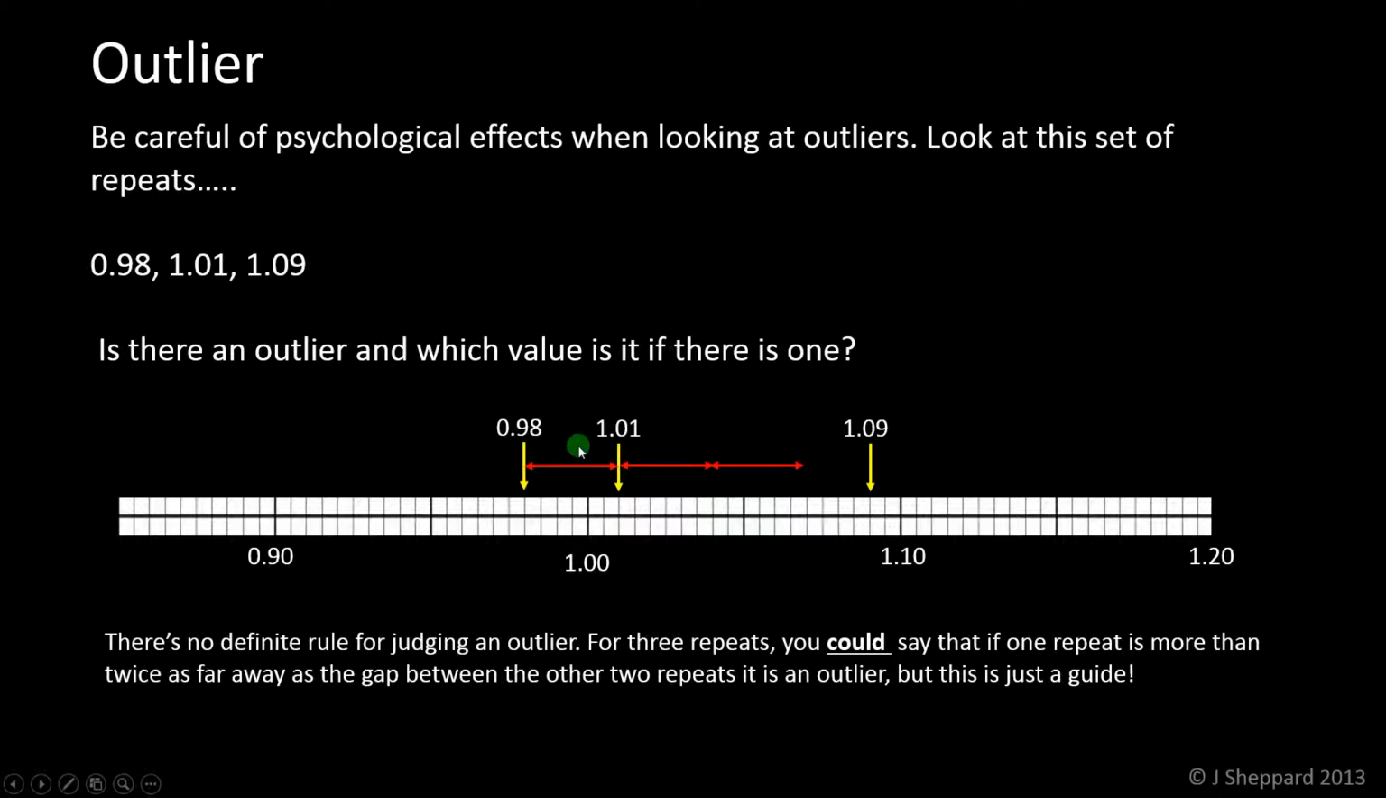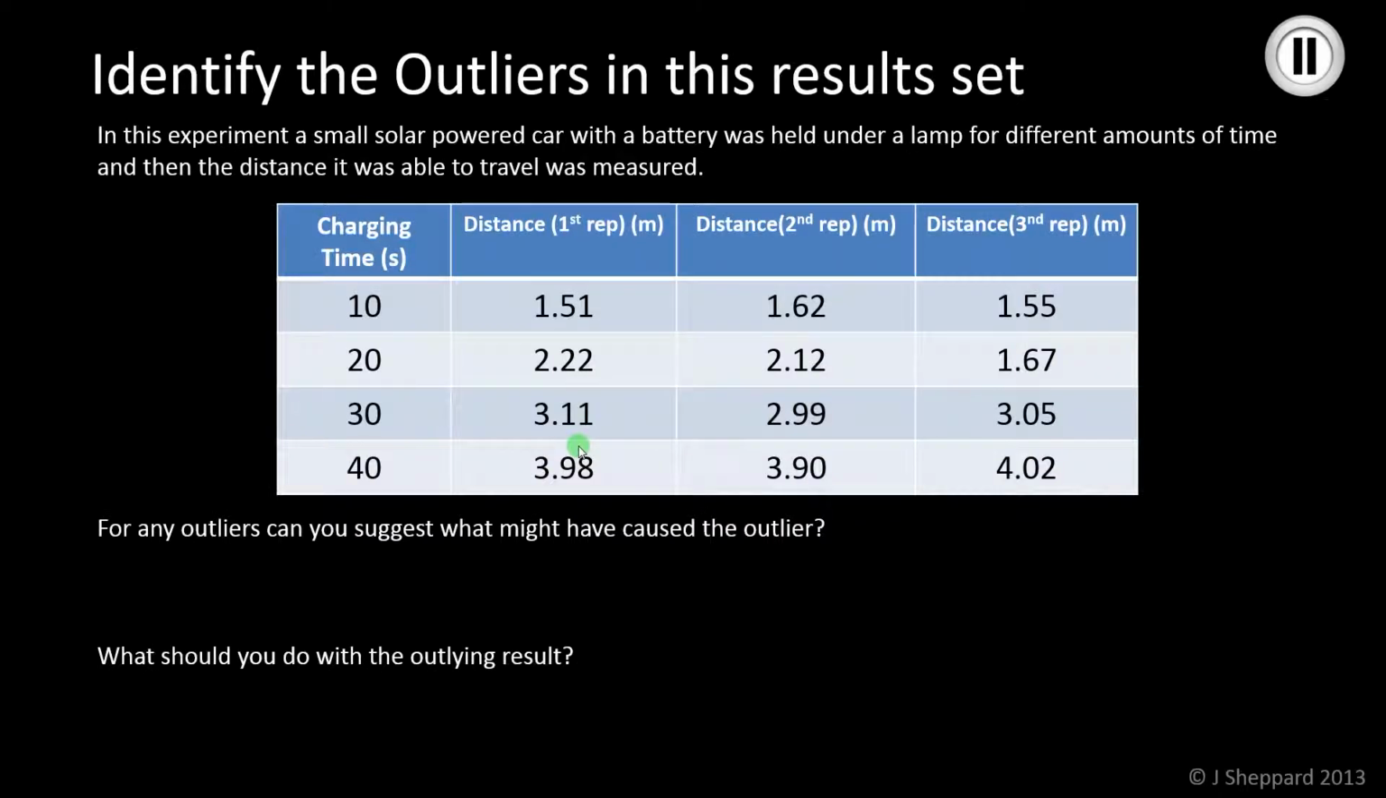So, there's no hard and fast rule about outliers. Whenever you identify one, you've got to justify why you think it's an outlier and what you think went wrong. Okay, that's really important. And redo it. So, pause the video then and have a look at this table, see if you can work out where you think the outliers might be in this data set and what you would do with the outlying result when you found one. Okay, so pause it and we'll go through in a second.